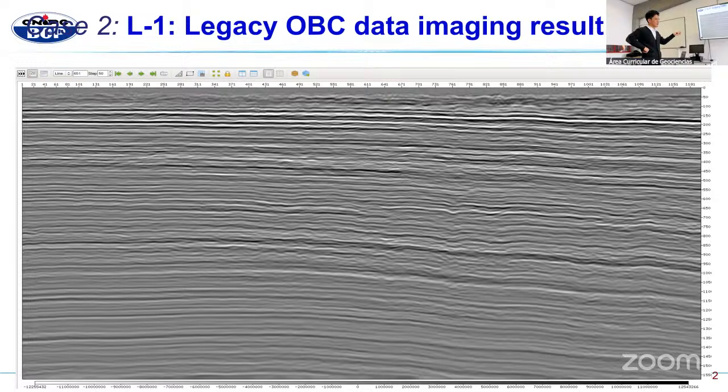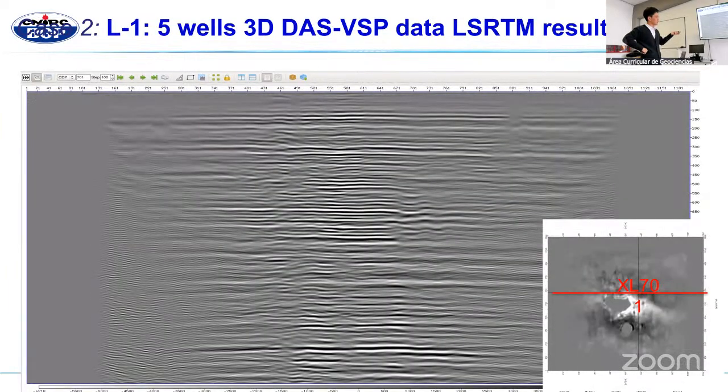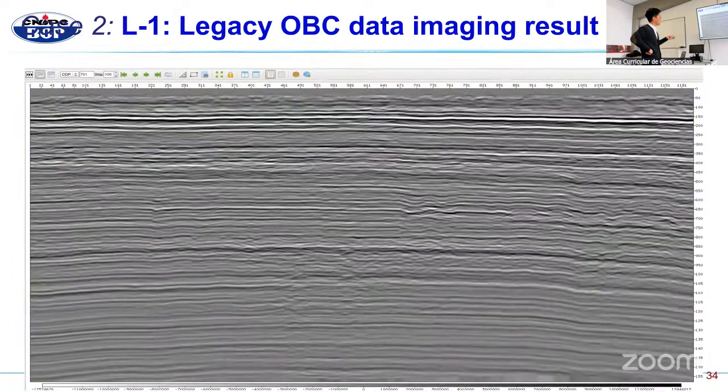This is the legacy OBS imaging results, and this another is the profile. As you can see here, using only the DAS data, I simply take the same results, and you can acquire a high quality image because the DAS data have a very high density. The same one.